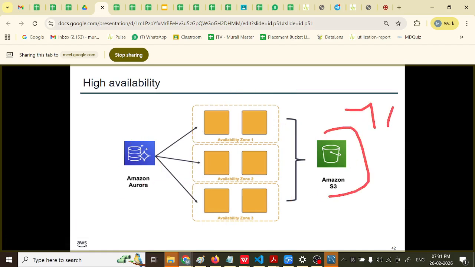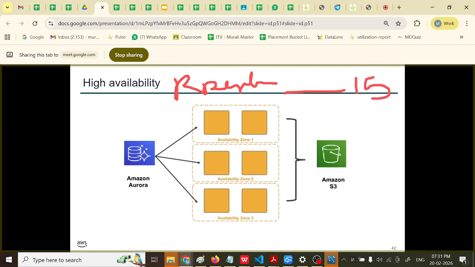So in total 7 copies. And for read replicas, like your RDS, it will have read replicas but not 15. Aurora will have 15 read replicas and 7 backup copies. So your data will not get lost at any cost, and your database also will be faster.